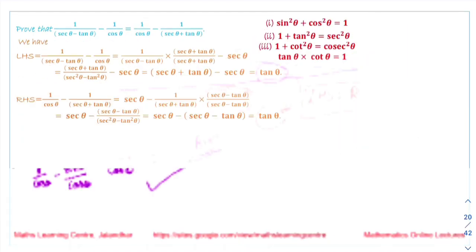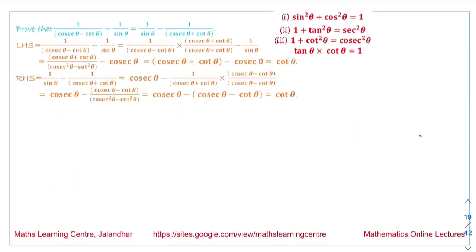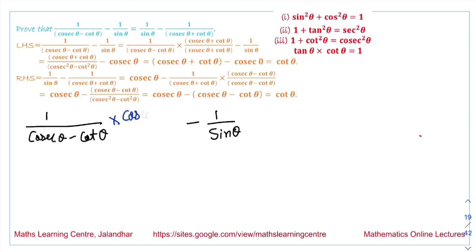Next, we have to prove that 1 over cosecant theta minus cot theta minus 1 over sin theta is equal to this term. So we start with the LHS part. It is 1 over cosecant theta minus cot theta minus 1 over sin theta. We are multiplying it with cosecant theta plus cot theta and dividing it with cosecant theta minus cot theta.